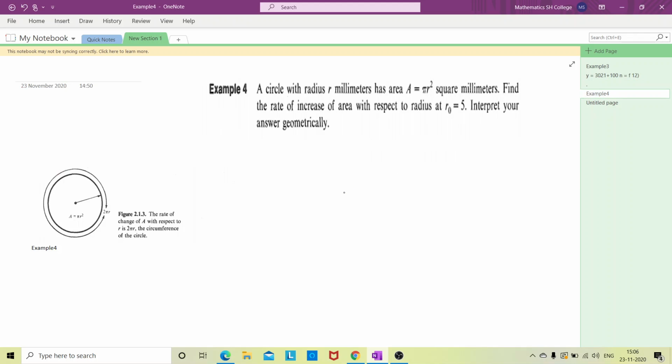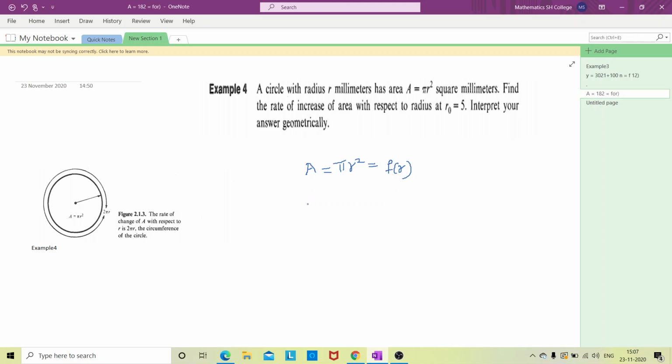Example 4. Question is, a circle with radius r millimeters has area A equal to pi r square square millimeters. Find the rate of increase of area with respect to radius at r naught equal to 5. Interpret your answer geometrically. So we know area A is pi r square here. So it is given as a function of r. Now pi is a constant.